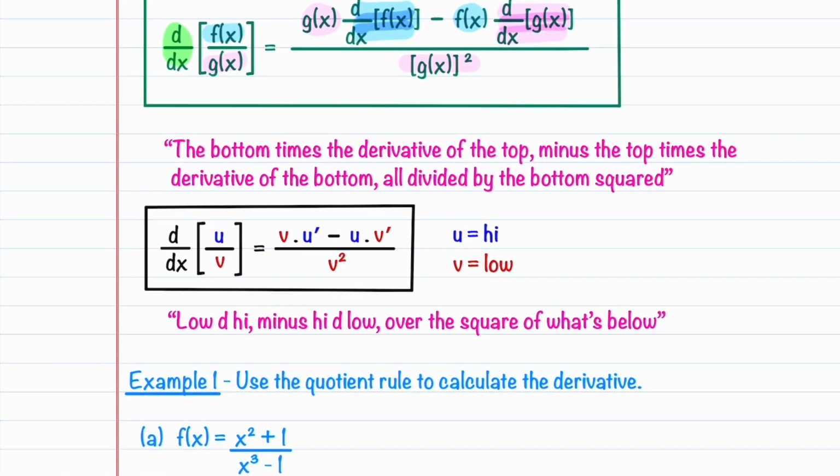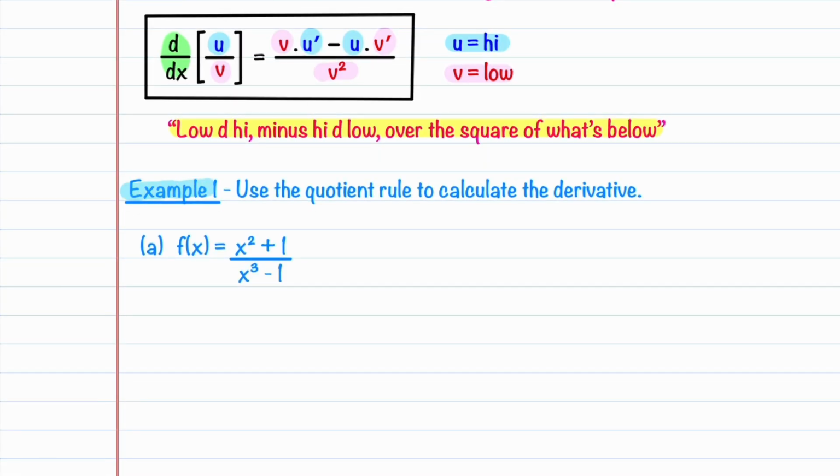There's a really nice way to remember this. If we take the derivative of a function u divided by a function v, and we think of the function u as the high function and the function v as the low function, we can write the derivative as low d high minus high d low, all divided by the square of what's below. That mnemonic is right here, and it really might help you remember this quotient rule.